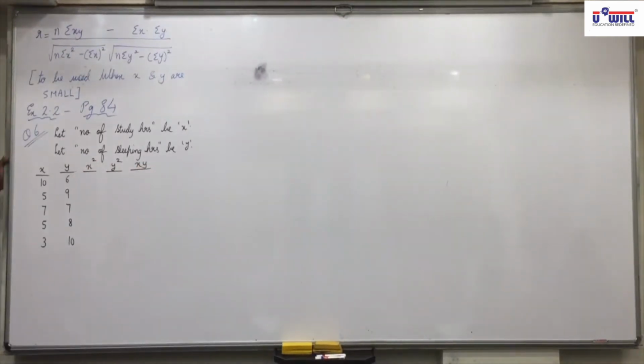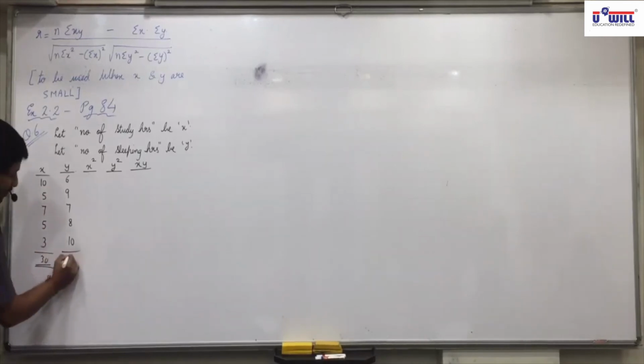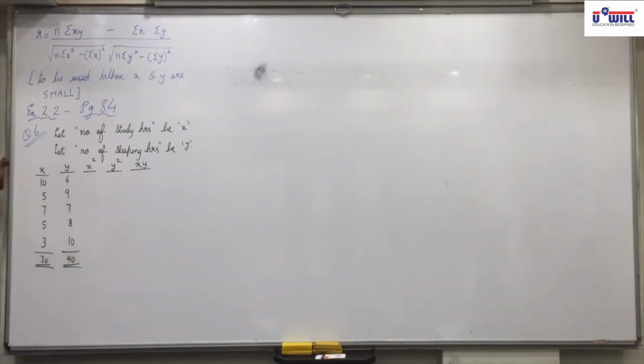Everyone has written up till here. Shall I proceed further? Very first, 10, 15, 22, 27, 30 is the total of x. And 6, 15, 22, 30, 40 — 40 is the total of y. Now take out your calculators and use the memory functions as I am explaining. That will increase your speed in doing the calculations.